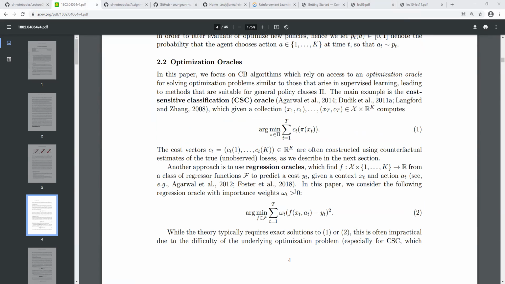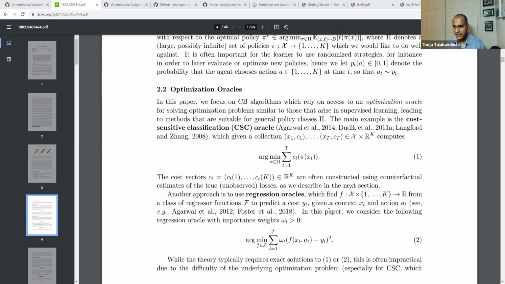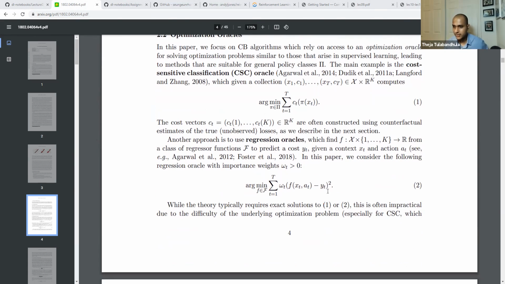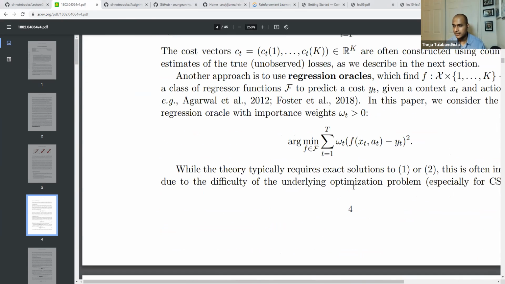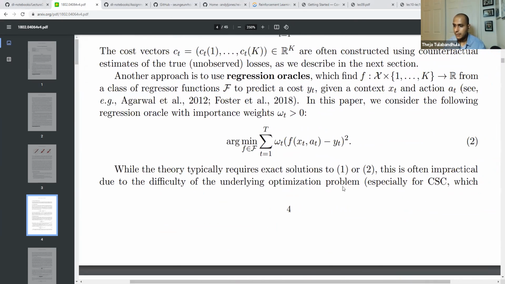Okay. I'm not going to read all this, so don't worry about that. I strongly suggest looking at section 2.2 and the introduction of this paper. It's a really nice quick introduction to how contextual management problems are related to supervised learning. But what I want to focus on is just equation number 2 here.